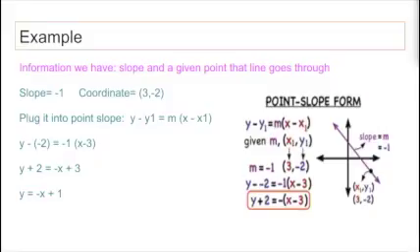Here's an example, where we're given the slope and a point that the line goes through. The slope is -1 and the coordinate is 3, -2. Now first, we will plug it in and get y minus -2 equals -1 times x minus 3. Next, we will distribute and simplify to get y plus 2 equals -x plus 3. Subtract the 2 from both sides and you get y equals -x plus 1.